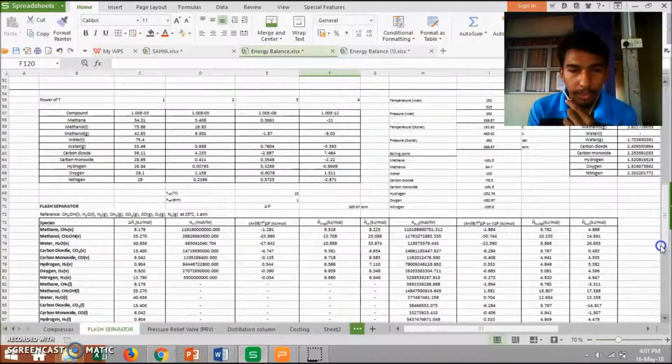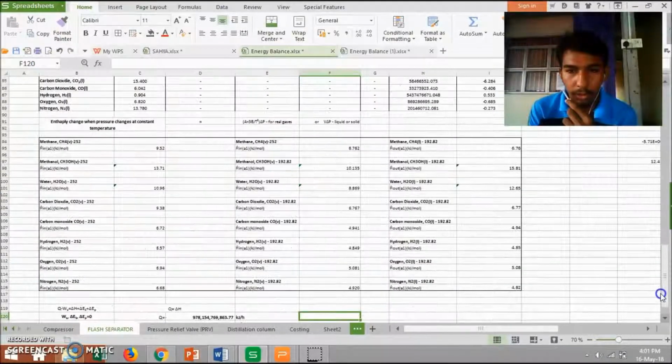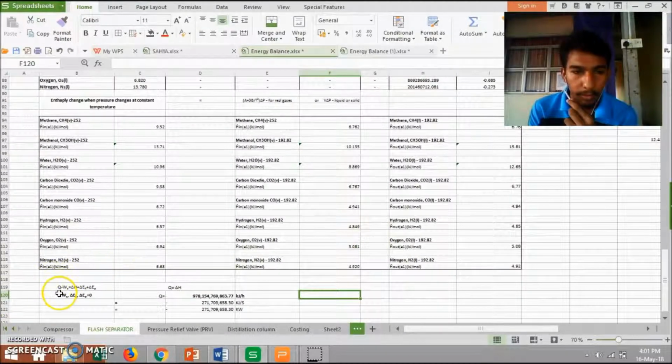So we have calculated the energy balance. In this case, we use this formula. As we all know, the kinetic energy, potential energy, and also the shaft work are 0. So Q is equal to the change in enthalpy.